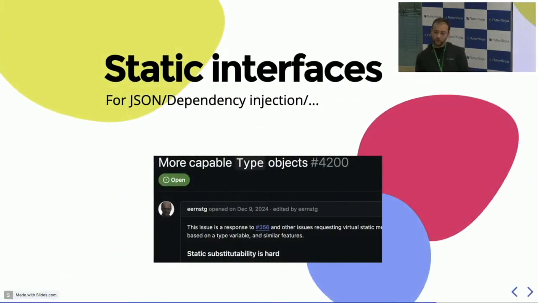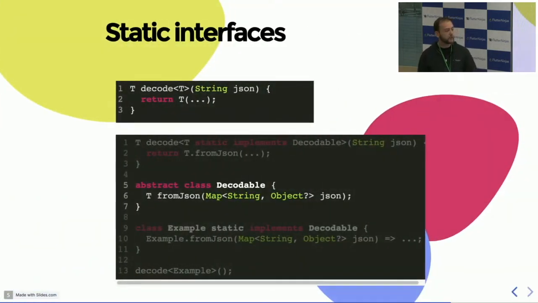Then another interesting one, although I'm not sure how likely it will be to land, but it's worth discussing, is something called static interfaces. The issue is more capable Dart objects. The idea is, you know how when you have a generic function, you cannot really instantiate the class associated to that generic. If you have just T, you cannot call the constructor on that T object. That's a bit inconvenient, and sometimes you might want to do that. And so this feature is designed to do exactly this sort of thing.